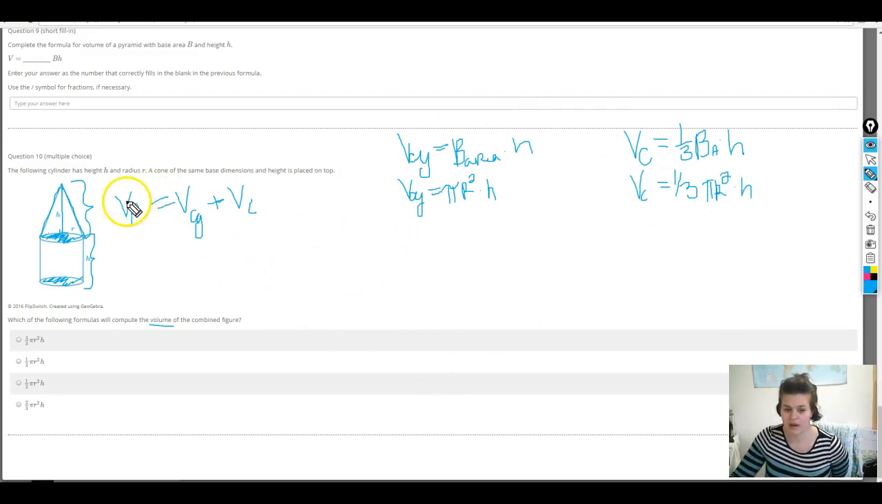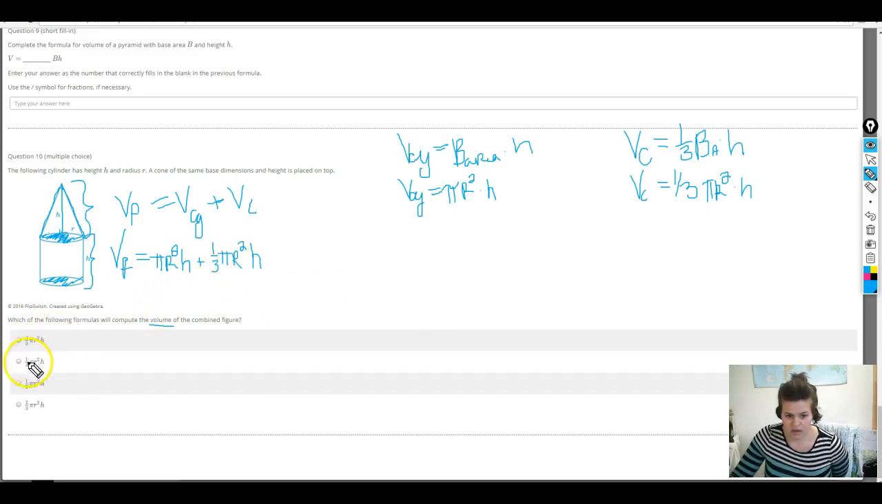So now if we come back here for the volume of our figure, by the substitution property, the volume of a cylinder is equal to pi times radius squared times our height, plus 1/3 the volume of a cone, which by substitution is 1/3 pi r squared times height.